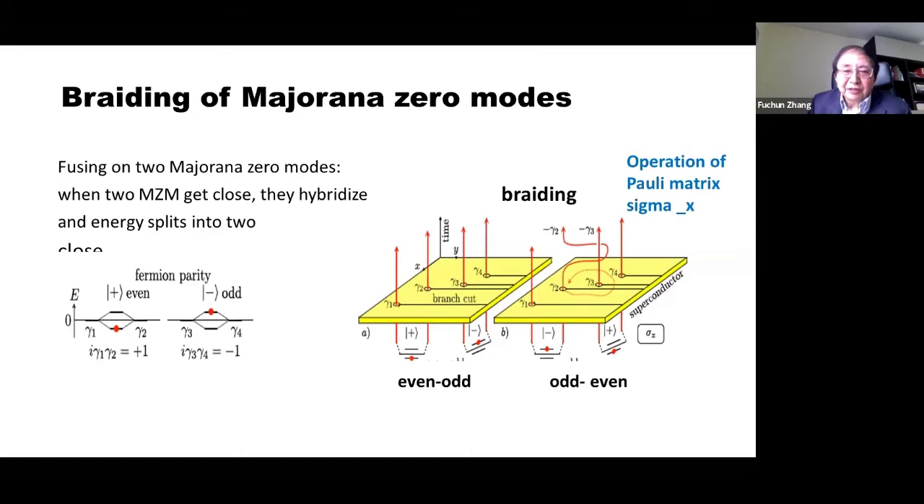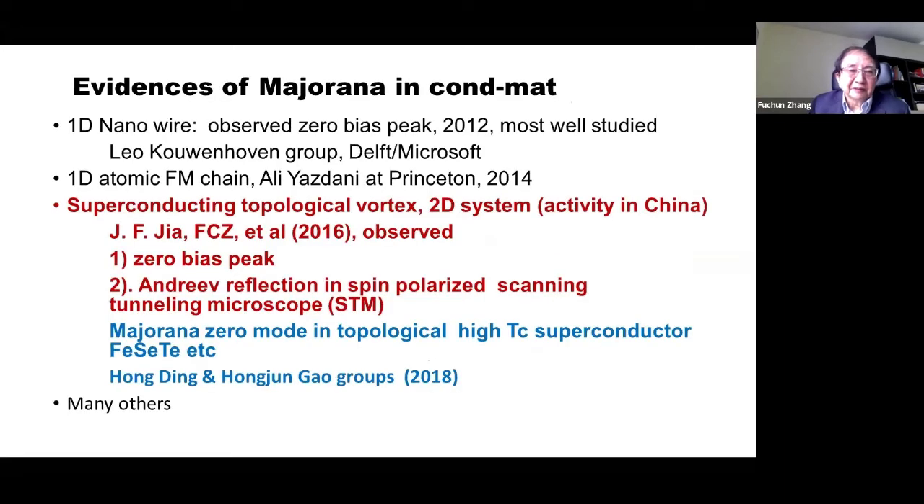And although there are a lot of proposals to do that, so far there's no experimental realization of the successful braiding of the Majorana. Okay. Now, to be a little bit more optimistic and positive, let me just show you some evidence of Majorana. Here is an incomplete summary.